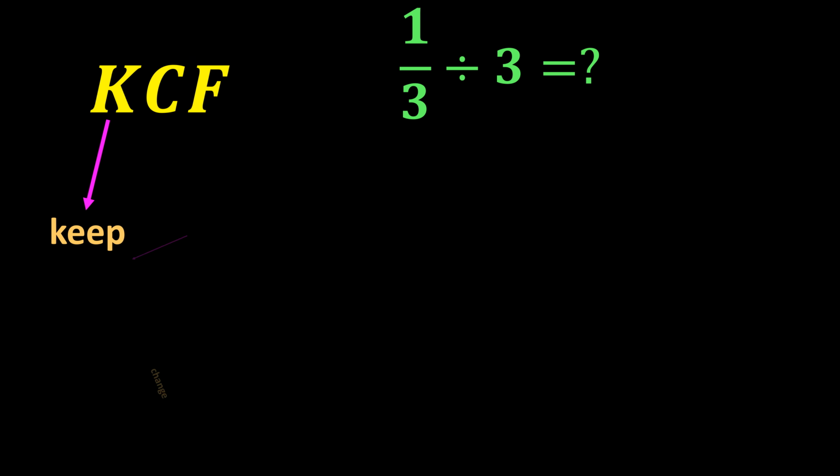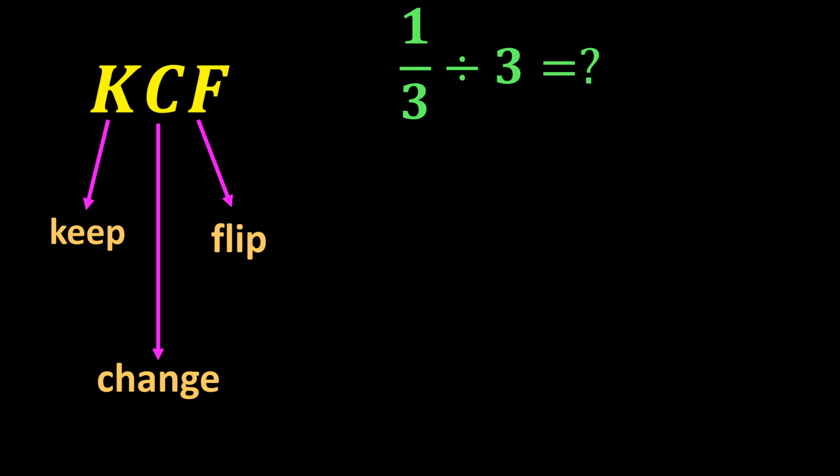KCF stands for keep, change, flip. We keep the first fraction exactly as it is, change the division sign to multiplication, and flip the second number to its reciprocal. Then we simply multiply the numerators and denominators to get the final answer.